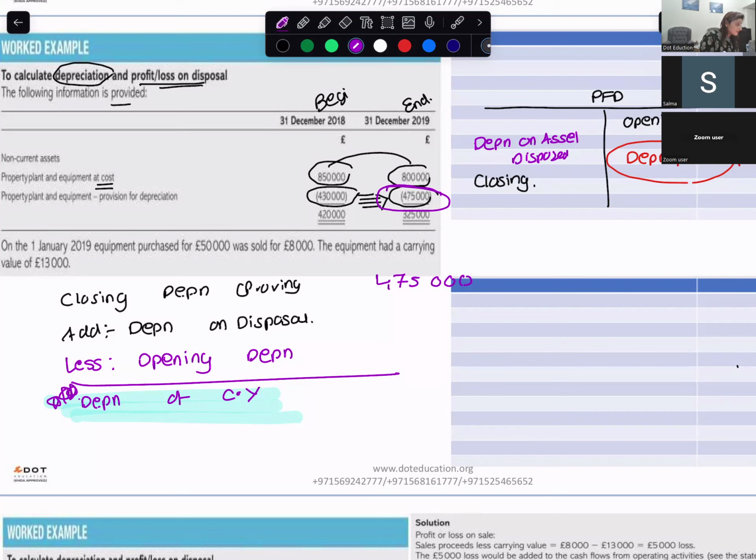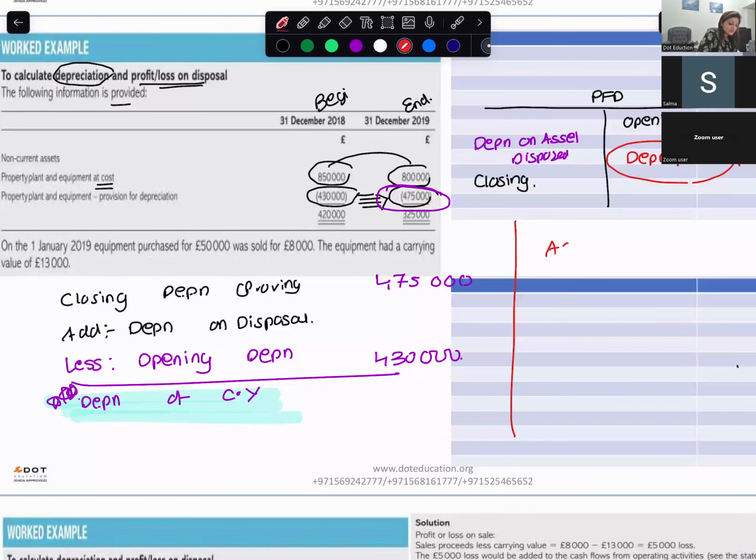430,000. Now, depreciation on disposal. How will you calculate? You have to add your depreciation on disposal. So what is your depreciation on disposal? Let's see. 5,000, right?